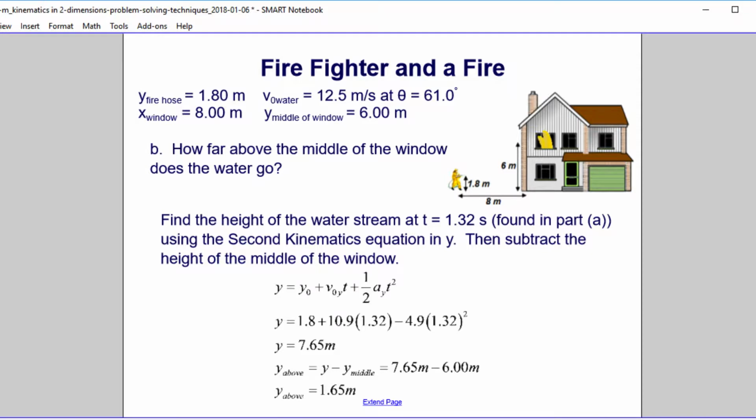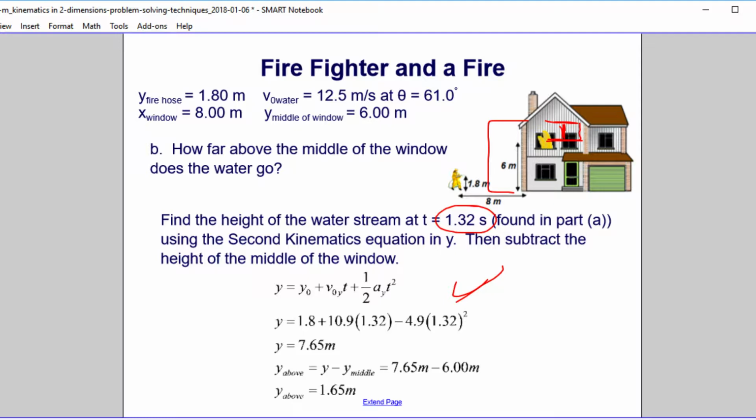We now want to find how far above the middle of the window. So if the middle of the window is like this and the water hits up here, we want to find this distance here. So we're going to find the height of the water stream at t equals 1.32 seconds, which we found in part A. That's when the water hits the house. And we're going to use the second kinematics equation in y. Then we'll subtract the height of the middle of the window, because this equation that we're solving will give us this height, but we want to find out how far above the middle of the window we were.